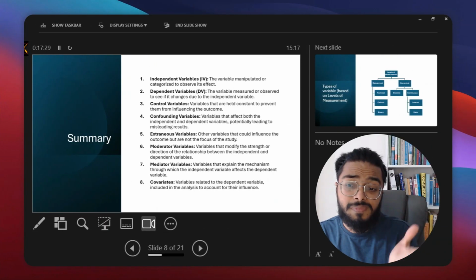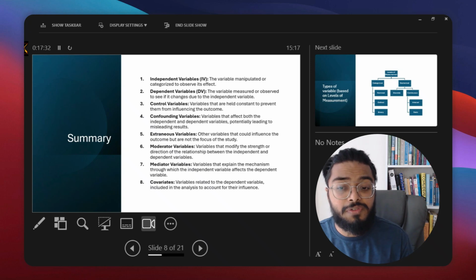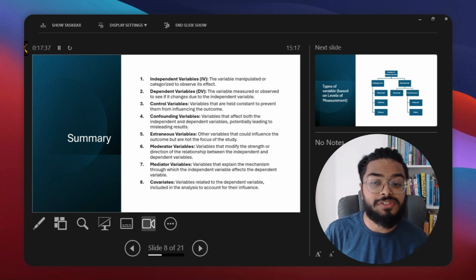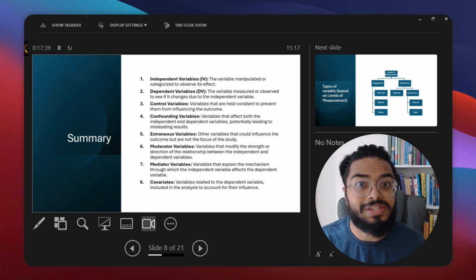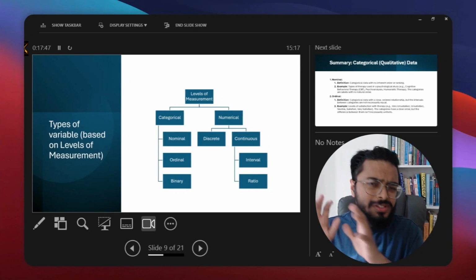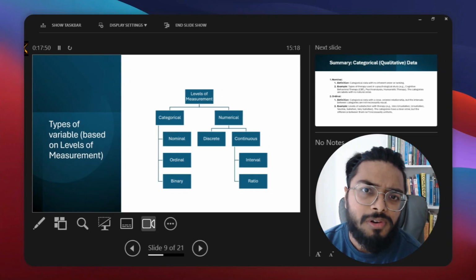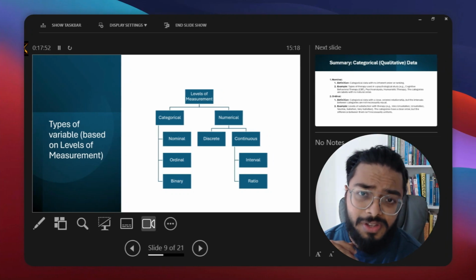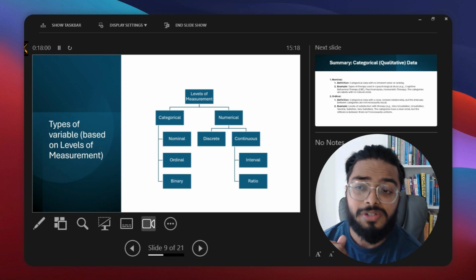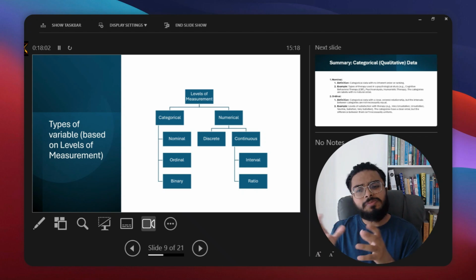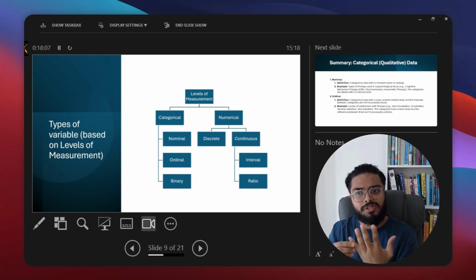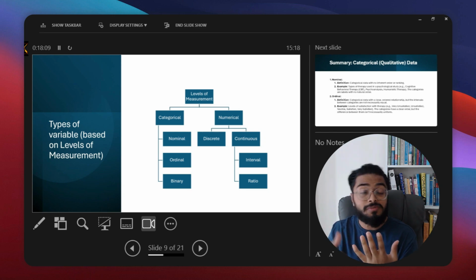And finally, there would be variables that are related to the dependent variable, and the analysis would include them to account for their influence. And these are called covariates. Now, this is not the only way to understand variables. There is another way, and we call it levels of measurement. Now, broadly speaking, there are five different levels of measurement in a variable.